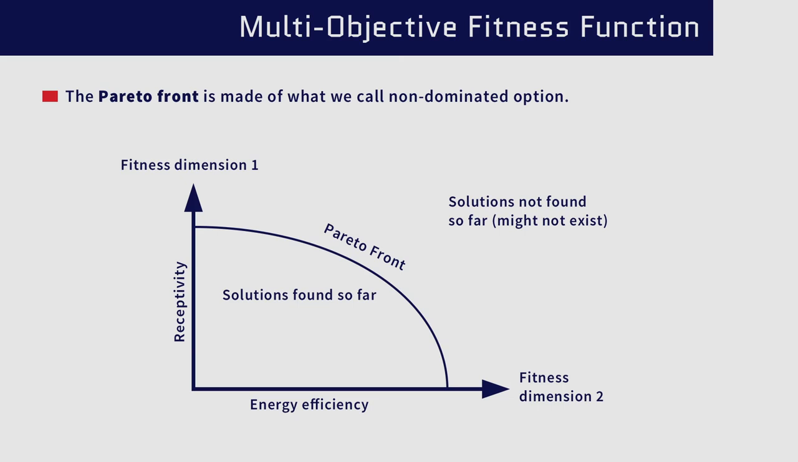For example, here we have 2 dimensions, the quality of the reception of the antennas on the vertical axis and their energy efficiency on the horizontal dimension. It so happens that as the energy efficiency improves, the receptivity decreases. Given the Pareto front at a given point of the search, it gives us a set of non-dominated solutions such that if you want to choose a solution with better receptivity, it will be less energy efficient. We will look in more detail at Pareto fronts and Pareto dominance later on in this course.